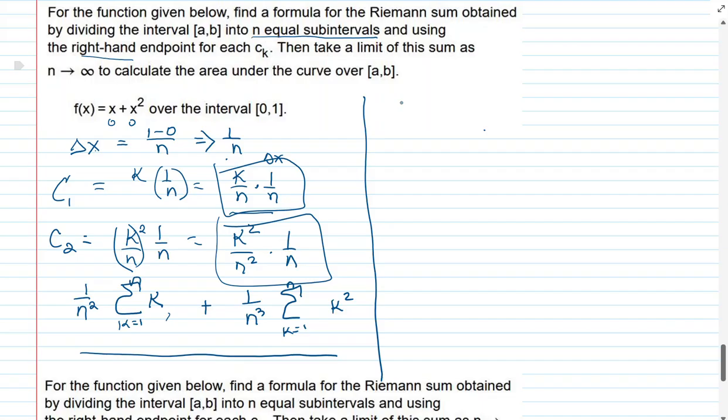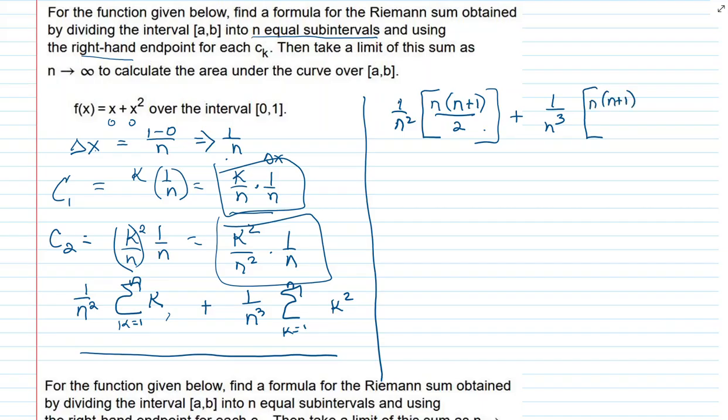So once I have this, now I'm putting it as an N, because I want an N. I'm going to do 1 over N squared, and this is N times N plus 1 divided by 2, plus the 1 over N cubed of, and that's just K squared, what's that, N times N plus 1 times 2N plus 1 divided by 6.